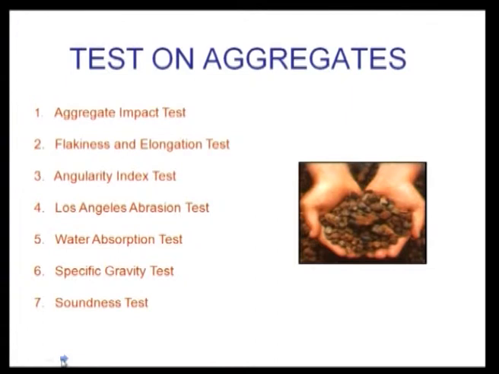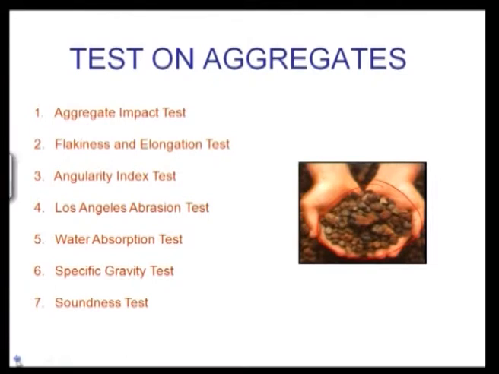So what are the tests on aggregate generally we go for? Tests on aggregate we generally go for aggregate impact test, then flakiness and elongation test, then angularity index test, then Los Angeles abrasion test, then water absorption test, specific gravity test and soundness test. These are all tests to find out.